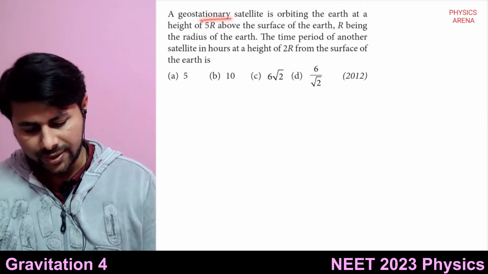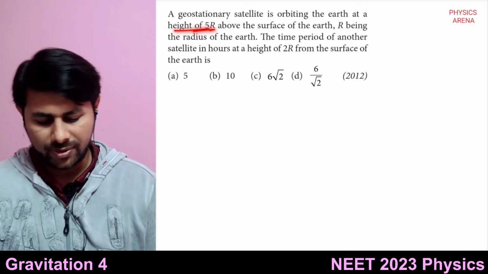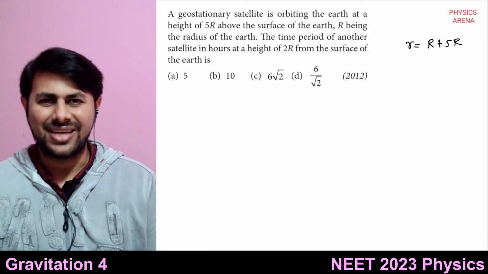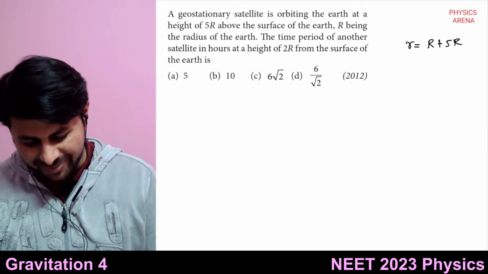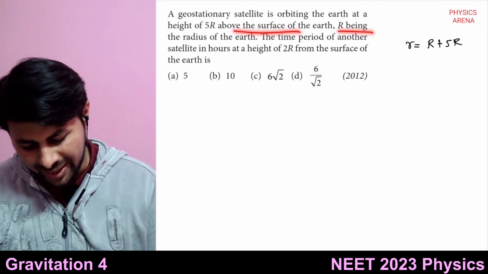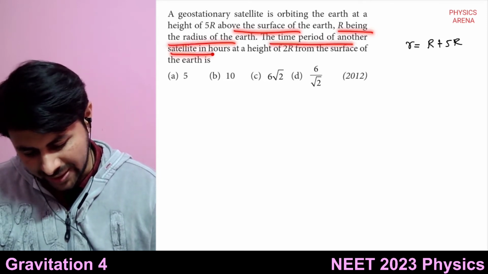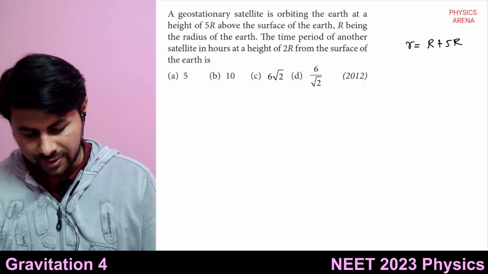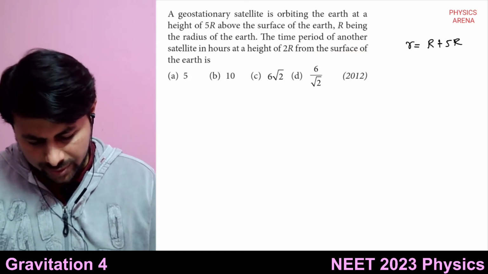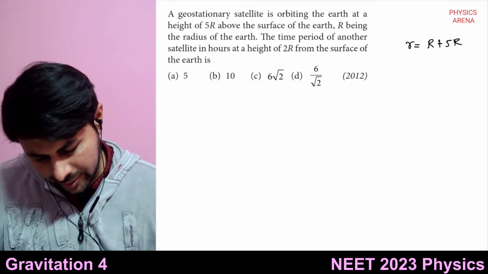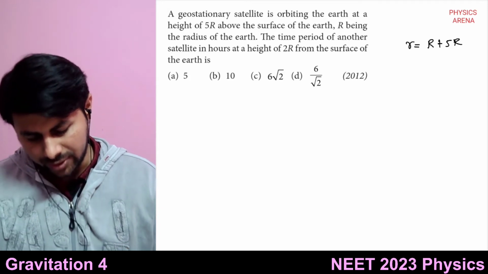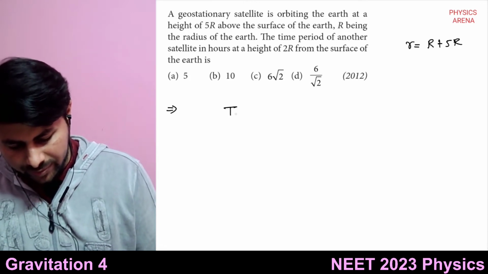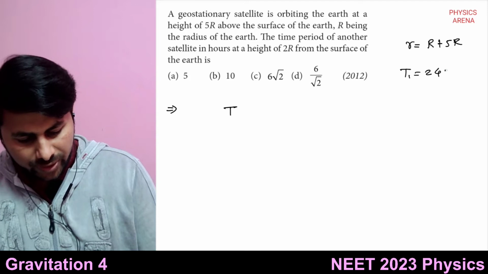A geostationary satellite is orbiting Earth at a height of 5R. That means its radius is R plus 5R, right? R plus h. Okay, so let's keep this in mind. Above the surface of Earth, R being the radius of Earth, the time period of another satellite in hours at a height of 2R from the surface of Earth is? Okay, so again this is simple. I think the answer would be the same. See, for the first one, T1 is equal to 24 hours.